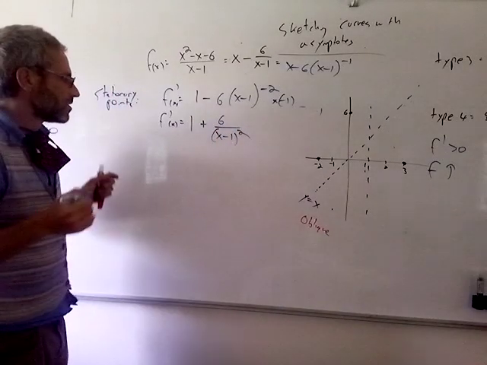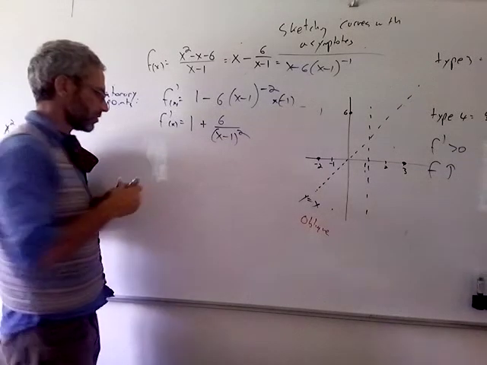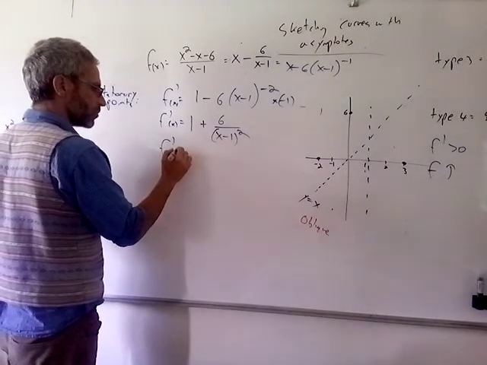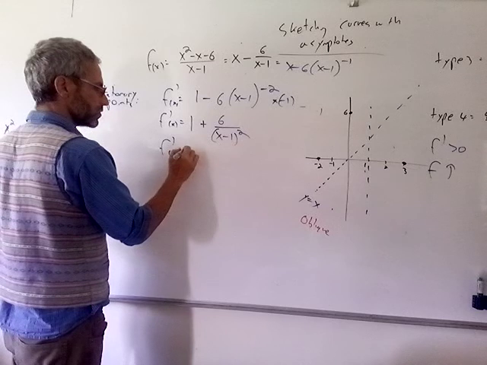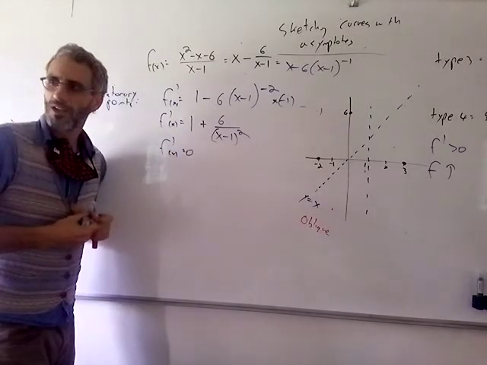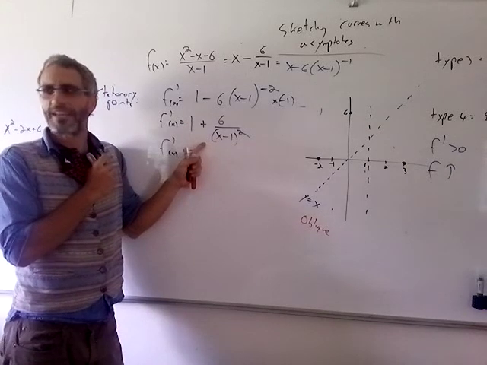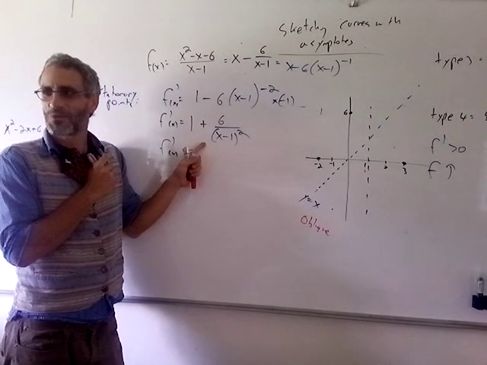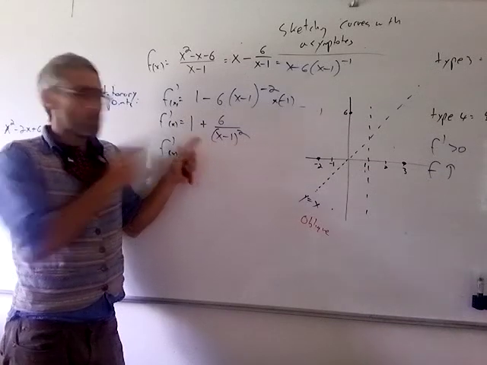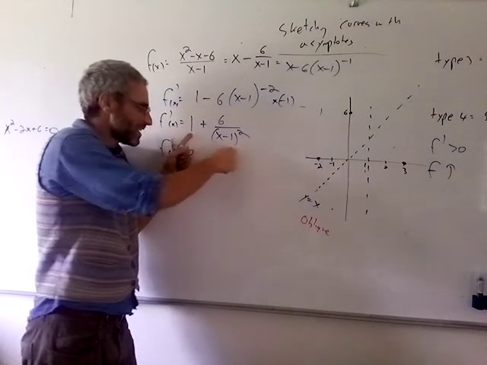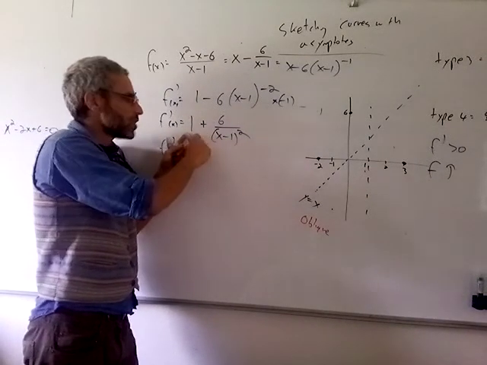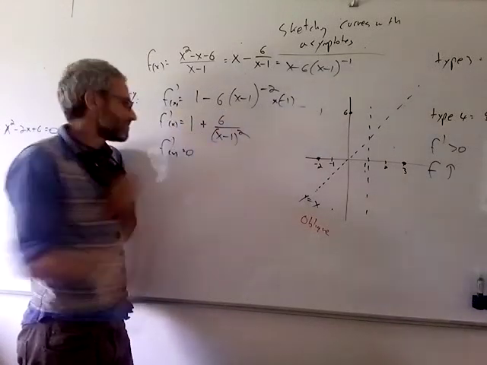Okay? Now, let's try and think. Because what we were trying to find out was, when is the first derivative equal to 0? If we think about it, it is kind of obvious that this can never be 0. Can you see why? Well, this is a positive, and as you said, this is a positive as well. So a positive plus a positive is never going to be 0.